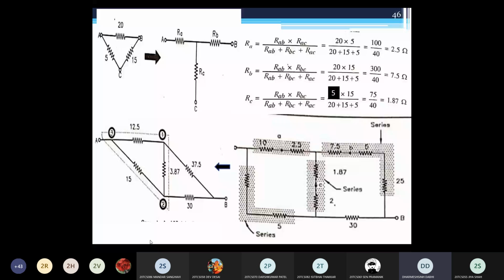What is the value of RA or R1? 1.54. R2 or RB? 1.85. R3 or RC? 5.97. Okay, so you can see that your circuit looks like this way.